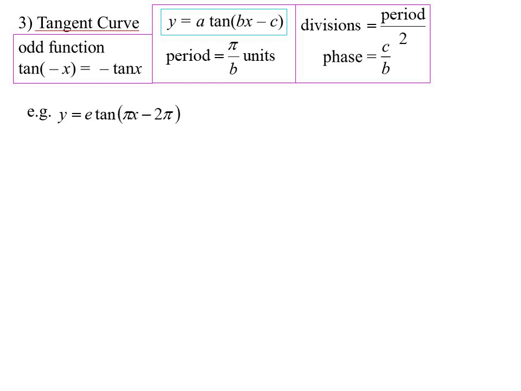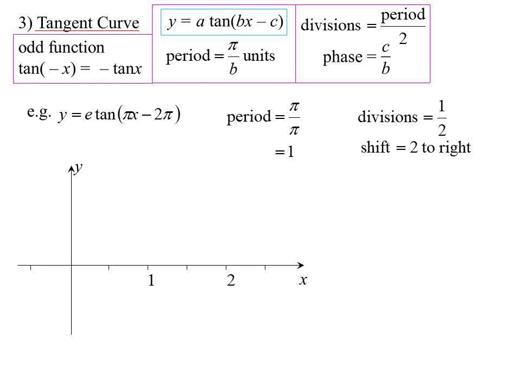y equals e tan (pi x minus 2 pi). What have we done to this one? The period is just 1, pi divided by pi. So therefore I'm going to mark off my divisions every half. And this one's been shifted 2 to the right. I don't have to worry about marking on the y-axis. So the fact that I put e there is kind of irrelevant for a tan curve, unless there was going to be more than one curve on the same graph, and then I might need to have some scale on the y-axis. But for this I don't really need a scale on the y-axis. But I'll mark off my divisions, and they're every half. So every second one will be a unit.